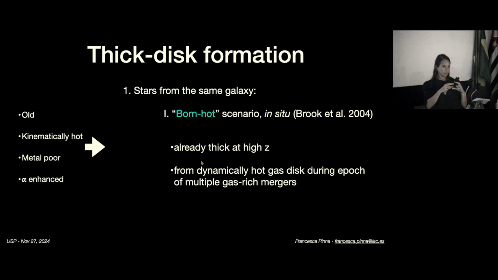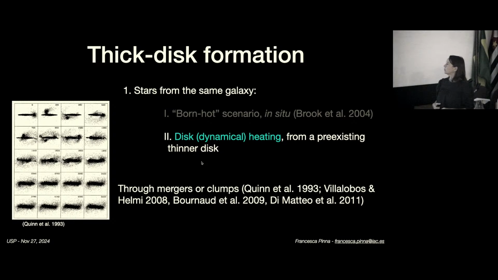From a disk of gas, which was also thick and dynamically hot already from the beginning. But another possibility is that we first form a pre-existing thinner disk, and we heat this disk dynamically to make it thicker with time. And this dynamical heating can actually happen in a slow way, in a secular way, so with time, or in a fast way with violent mechanisms, such as, for example, mergers. I will go back to this in a second.